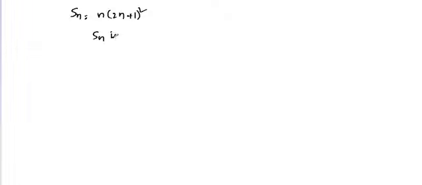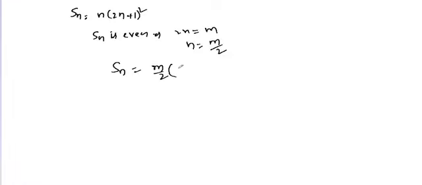Here n is given as an even number, that means take 2n is equal to m, where n is equal to m by 2. Substituting this value in Sn, Sn is equal to n is m by 2, into 2n value, that is m plus 1 whole square. Therefore Sn is equal to m by 2 into m plus 1 whole square.